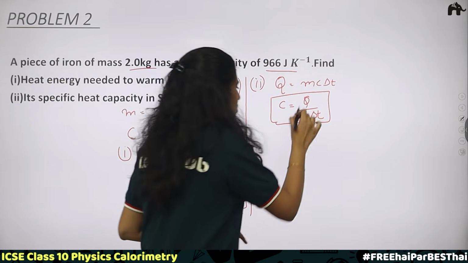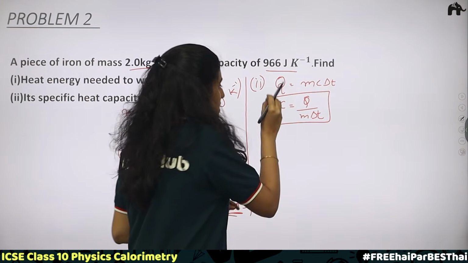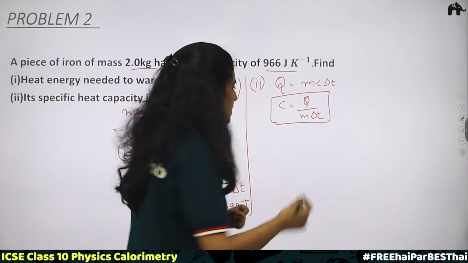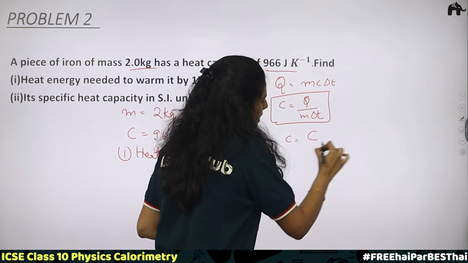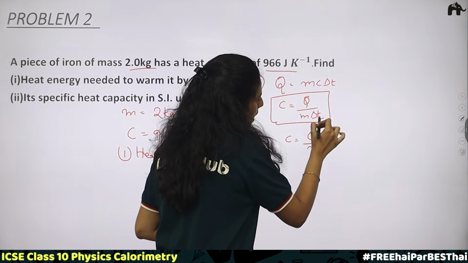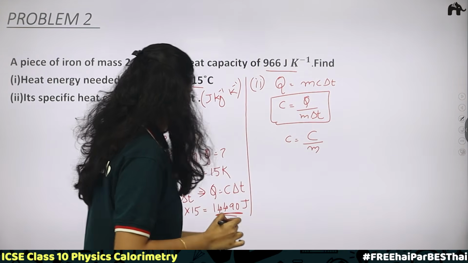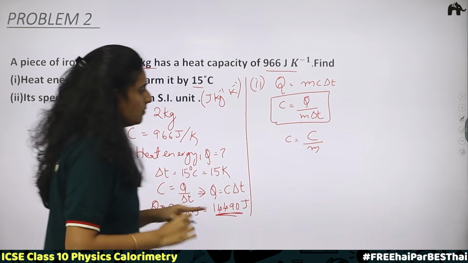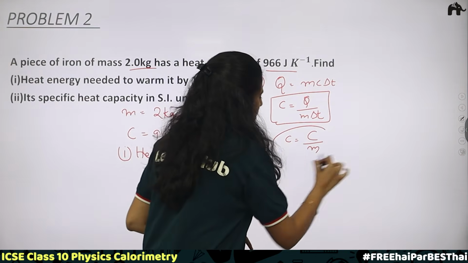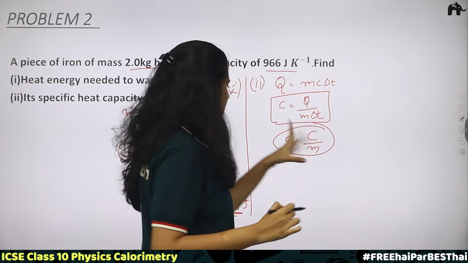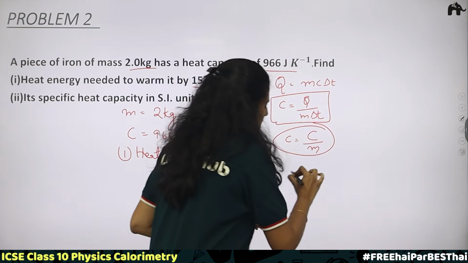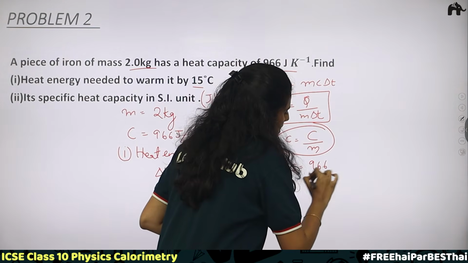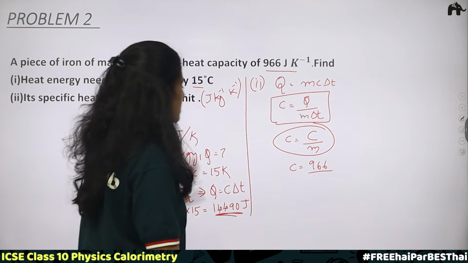Now, we also have a relation connecting specific heat capacity and heat capacity. Specific heat capacity C is equal to capital C divided by M. Q by delta T will be your capital C. Okay, capital C by M. Do we know the value of capital C? Here capital C is given, right? Capital C is 966. So, C is equal to 966 divided by mass. Mass is 2 kg.